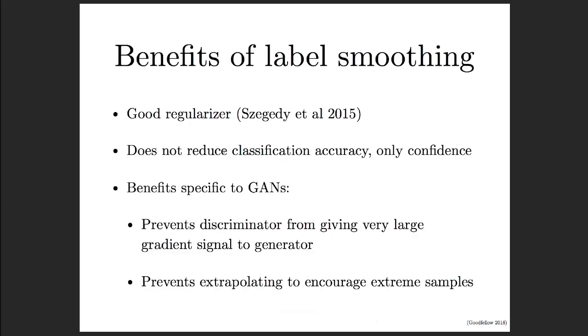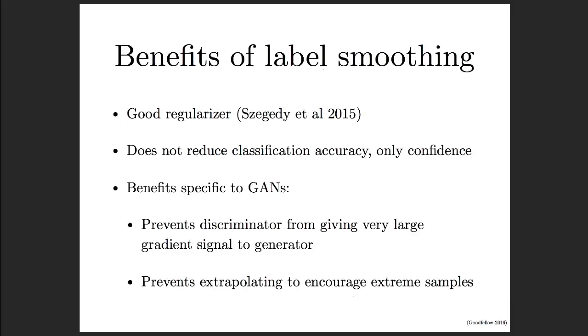So we didn't invent label smoothing, we just advocated the one-sided use of it for the discriminator. Label smoothing dates back to the 1980s. I'm not sure where it originated. Christian Szegedy and his collaborators showed that it works really well for regularizing inception models.